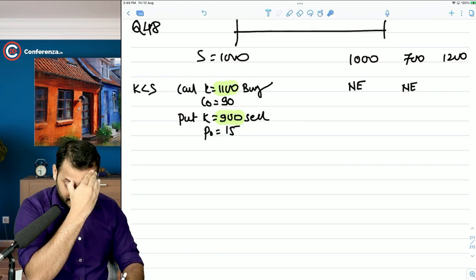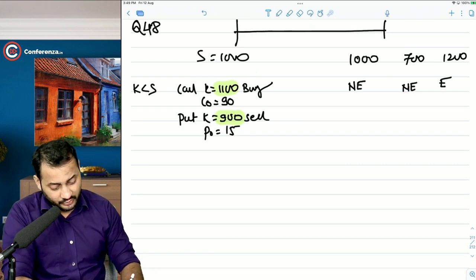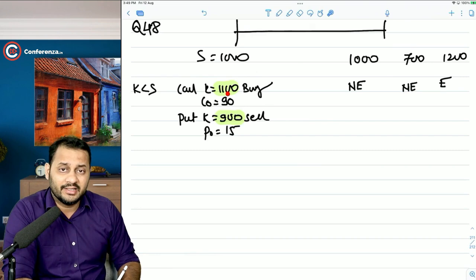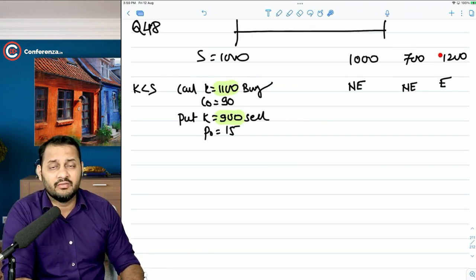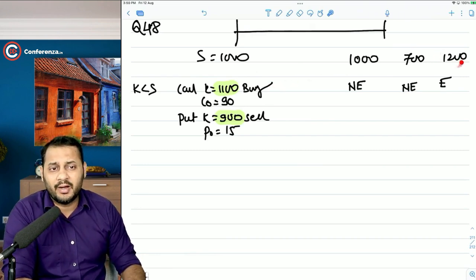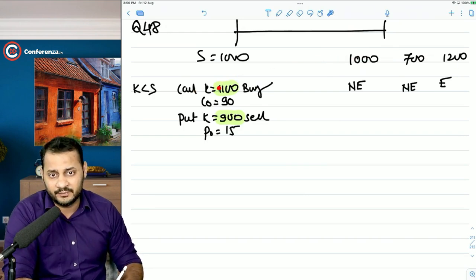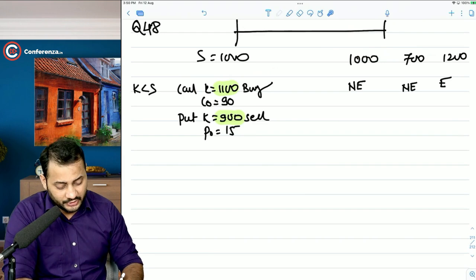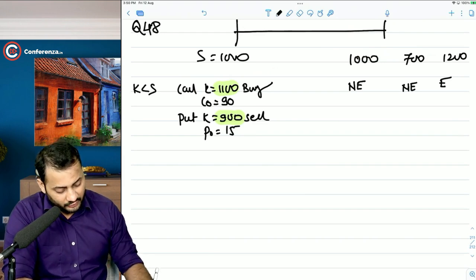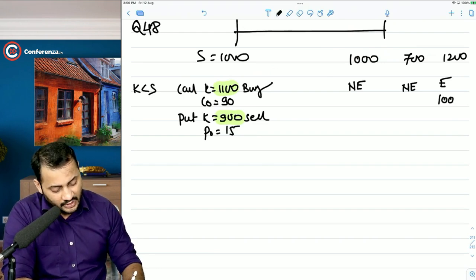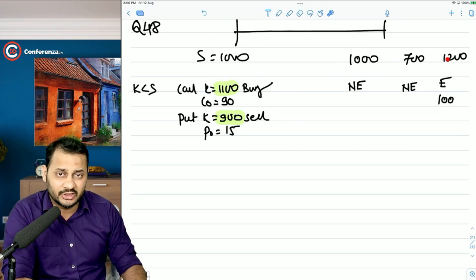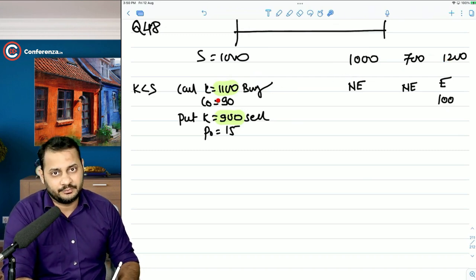But in this case, I will exercise the option because I have the right to buy the stock at 1100 when it is 1200 in the market. So instead of buying at 1200, I will exercise the option and buy the stock at 1100. The moment you exercise the option, you get the payoff, and that is 100 rupees. How come 100 rupees? The difference between the spot price and the strike price.